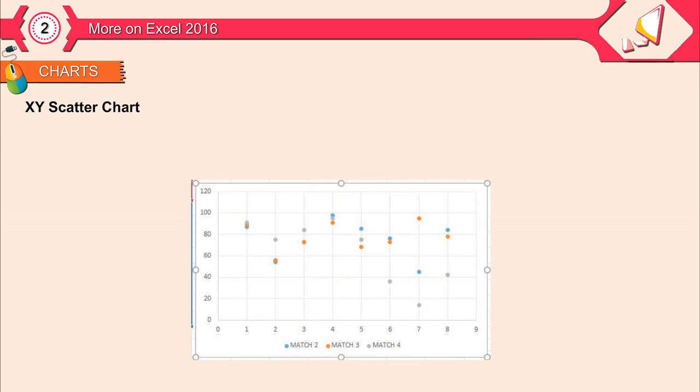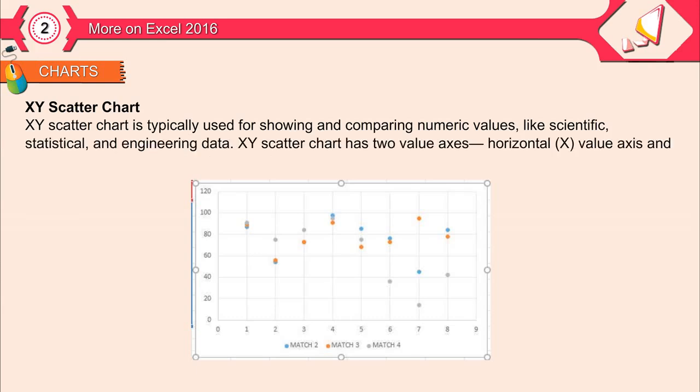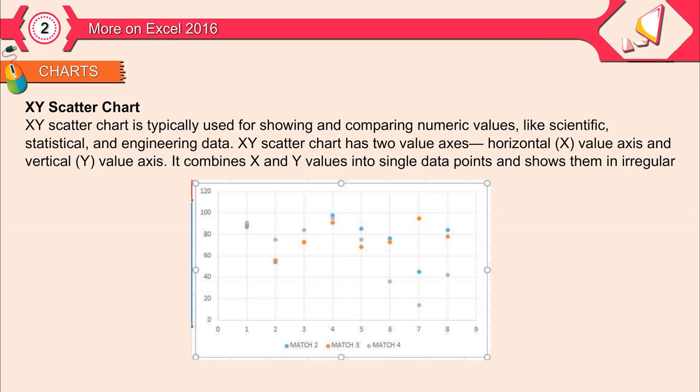XY scatter chart. XY scatter chart is typically used for showing and comparing numeric values like scientific, statistical, and engineering data. XY scatter chart has two value axes, horizontal X value axis and vertical Y value axis. It combines X and Y values into single data points and shows them in irregular intervals or clusters.